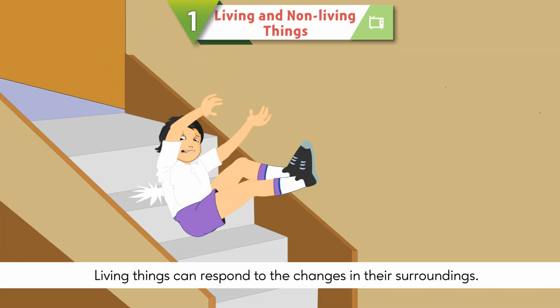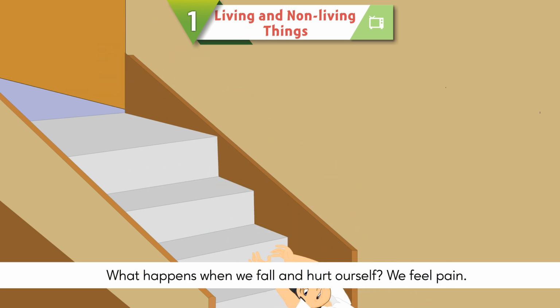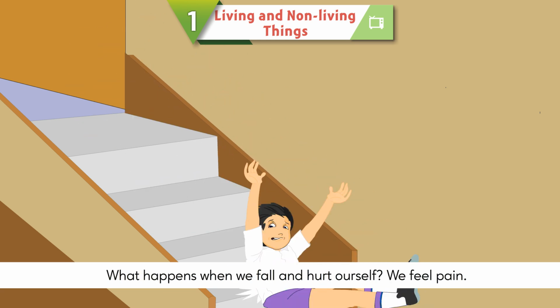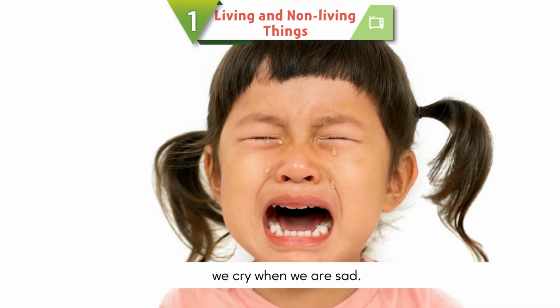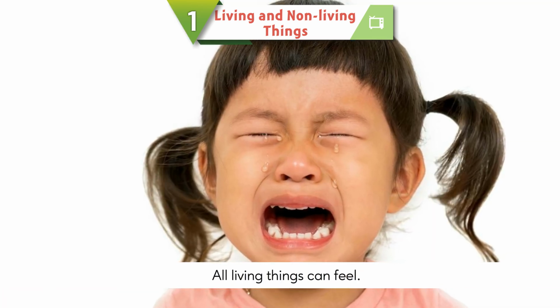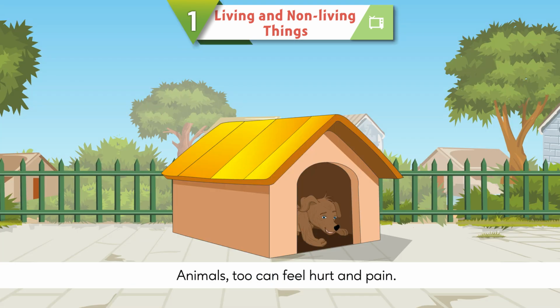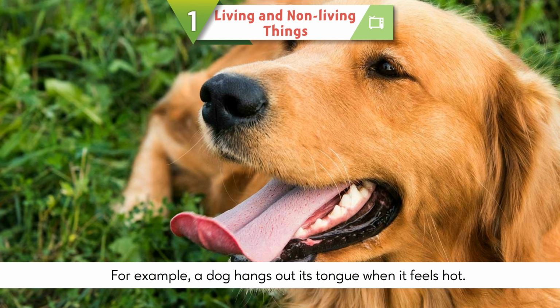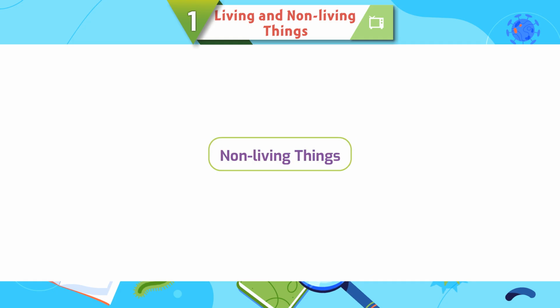Living things feel. Living things can respond to the changes in the surroundings. What happens when we fall and hurt ourselves? We feel pain. We laugh when we are happy. We cry when we are sad. All living things can feel. Plants grow towards sunlight. Animals too can feel hurt and pain. For example, a dog hangs out its tongue when it feels hot.